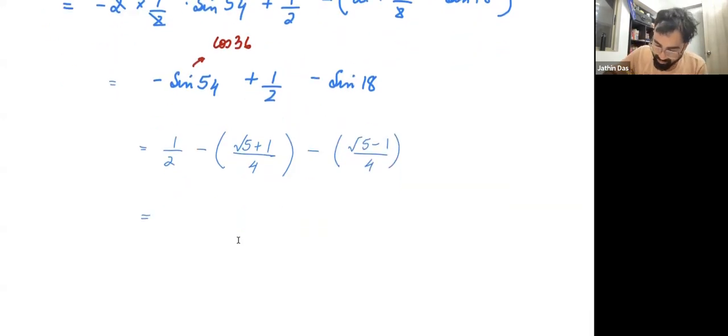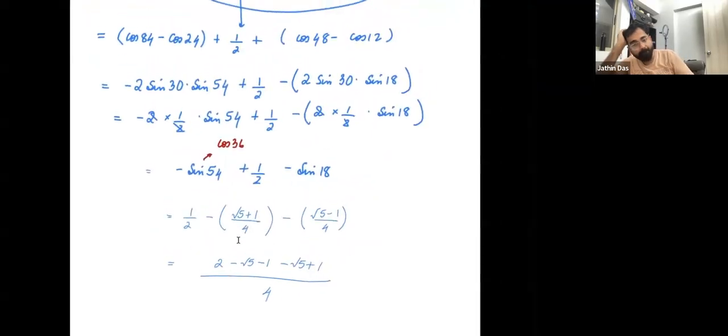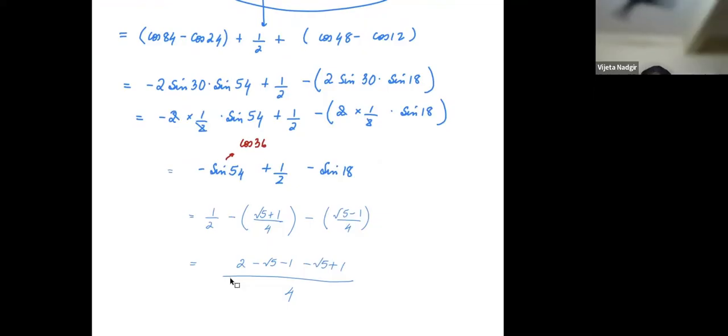Now let us take the LCM. 2 minus root 5 minus 1 minus root 5 plus 1. Is it coming like this? 1 minus root 5 by 2.